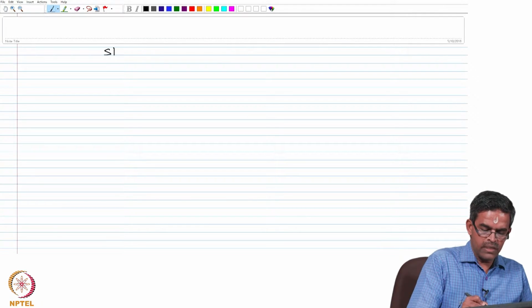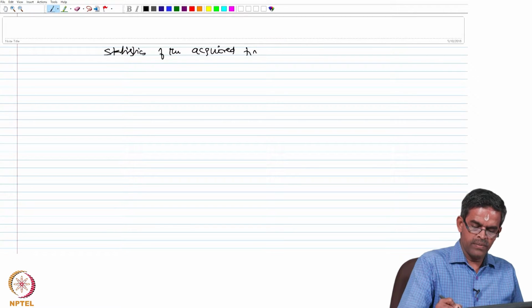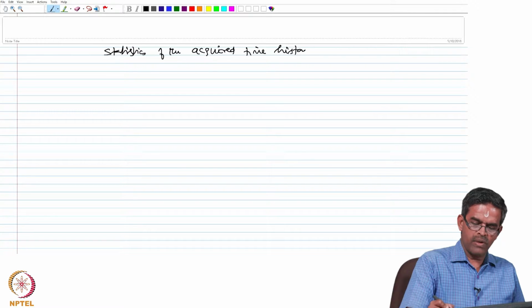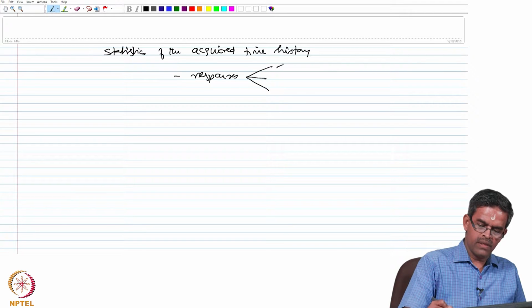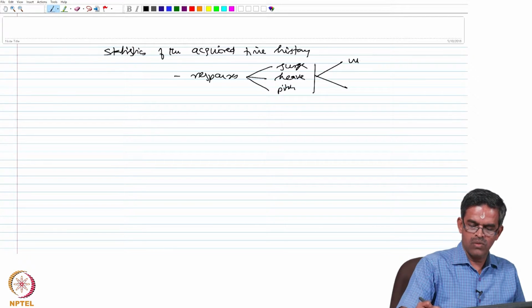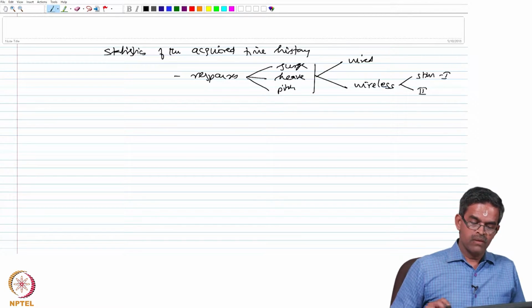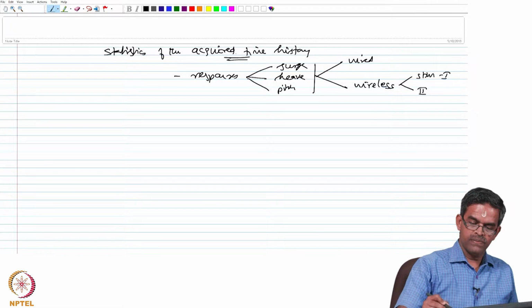Now, statistics of the acquired time history. What are the acquired time histories? We have responses in surge, heave and pitch, which have been taken from two cases, wired and wireless. In fact, even for wireless we have two, SHM design 1 and design 2. So, these are the acquired time history responses.